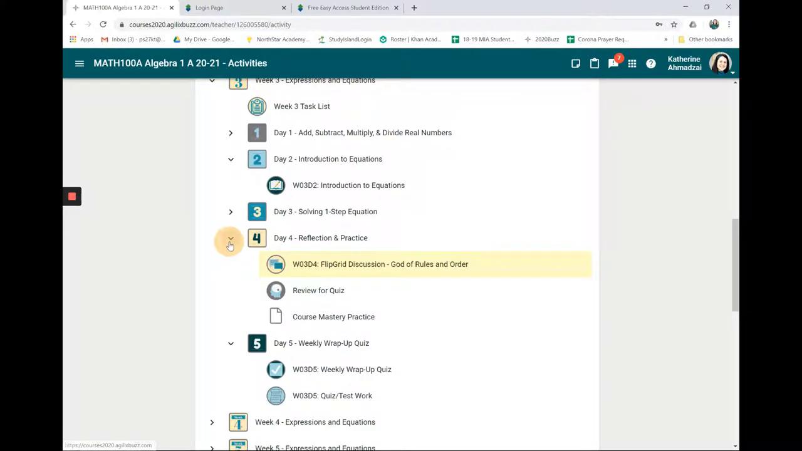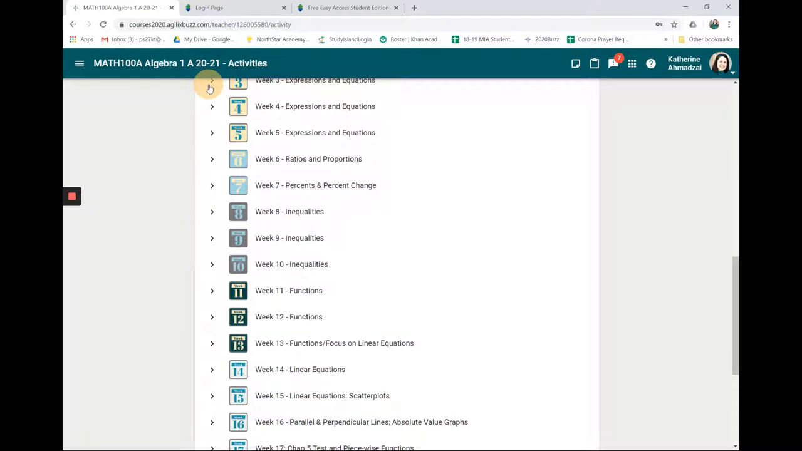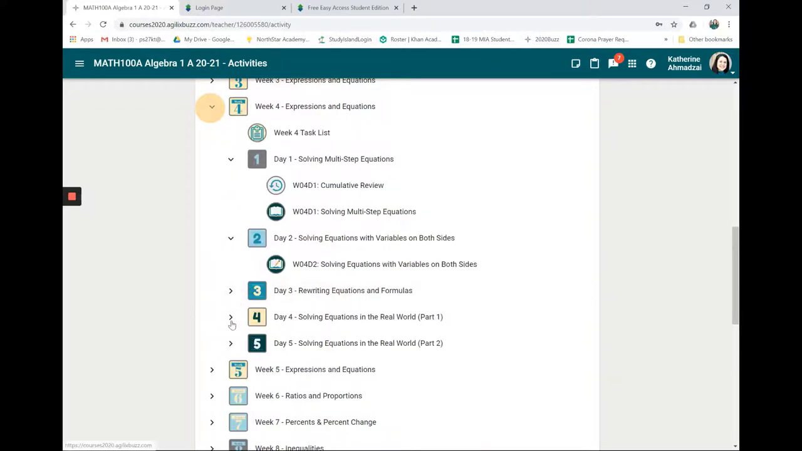Of course, knowing how to follow a formula is one thing, but knowing how math applies to the real world is also very important. So we try to make sure that students are faced with some sort of application or real-world problem-solving situation in most of the chapters throughout the course. In this first chapter, we can find one in week 4, day 4, solving equations in the real world.